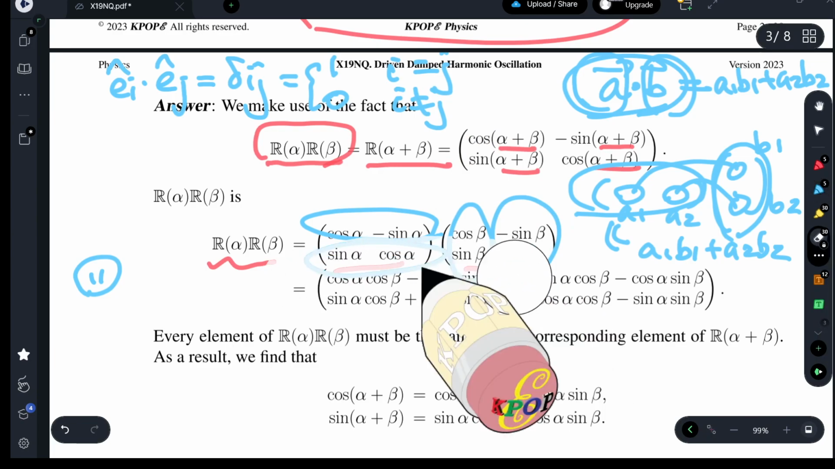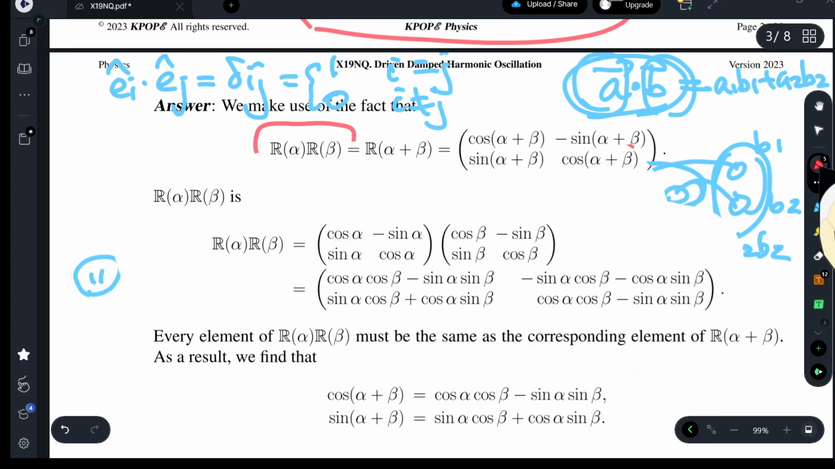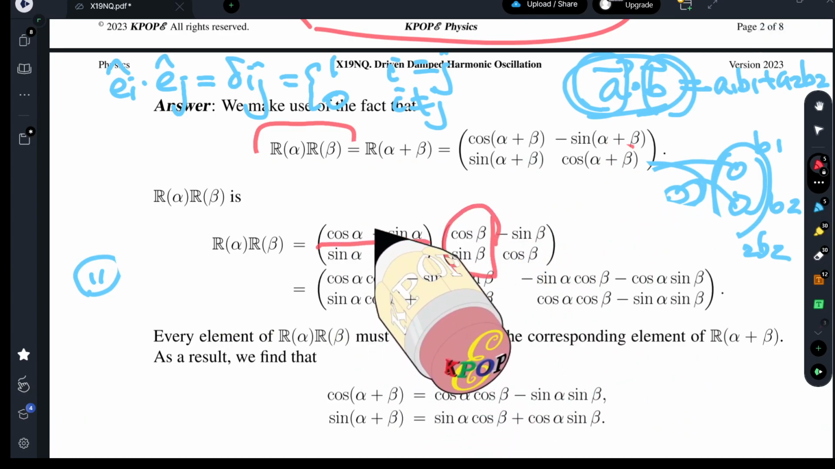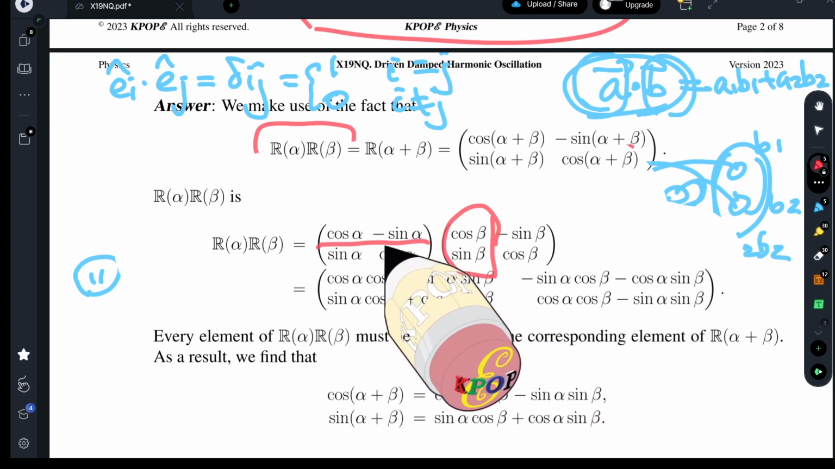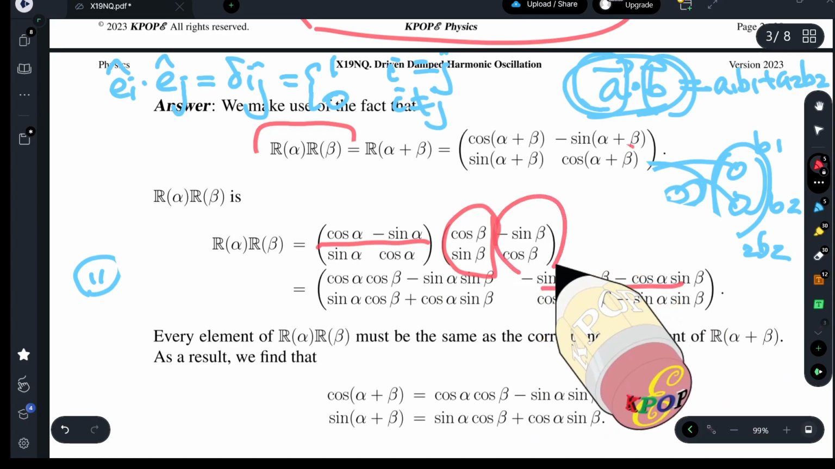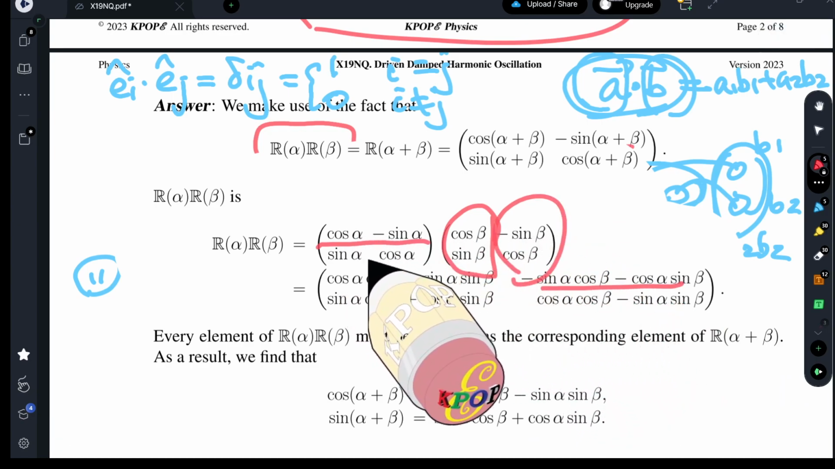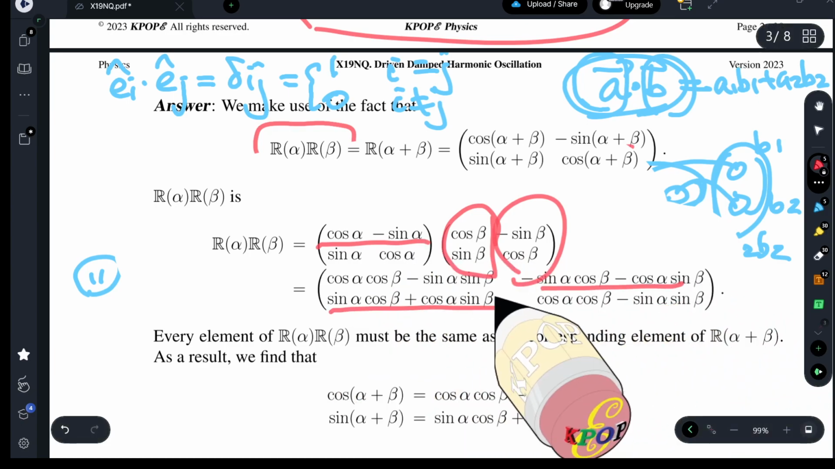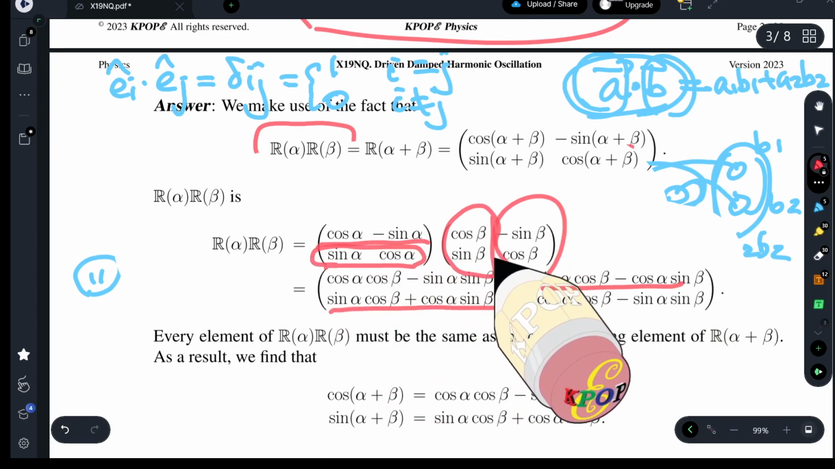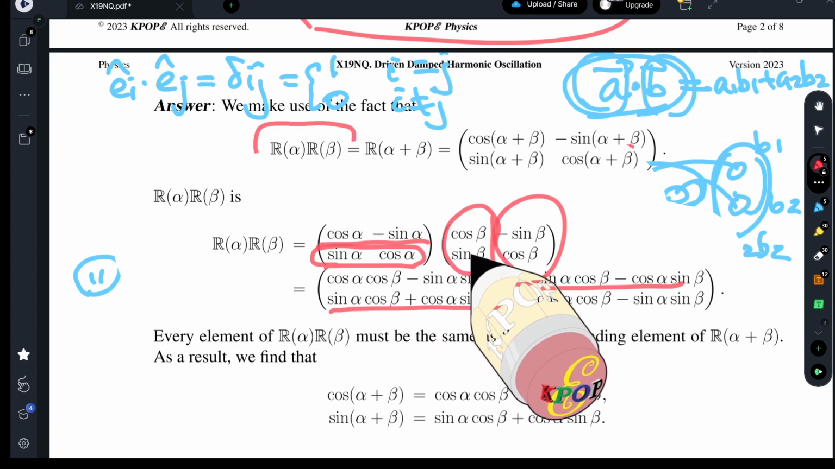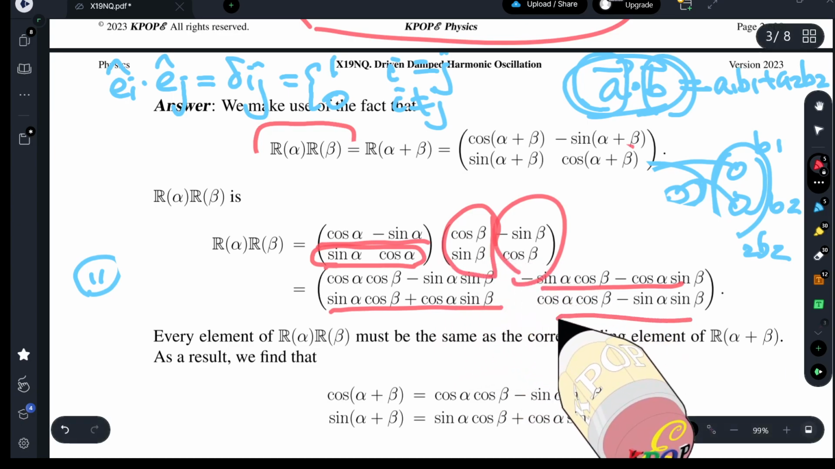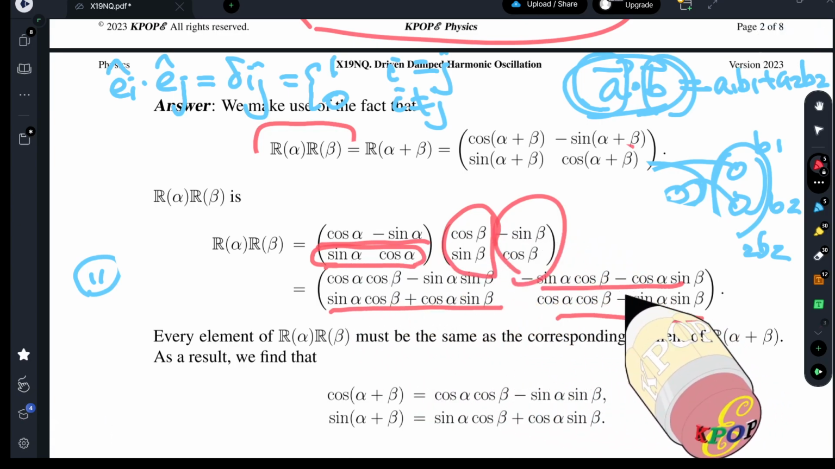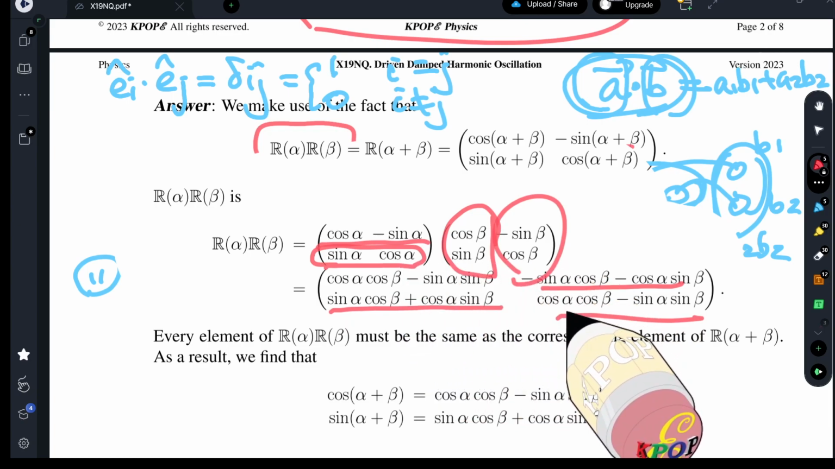Okay, so as a result, I can multiply this and this: cosine cosine minus sine sine. And then this element: cosine sine, minus sine cosine. What about this? This and this: sine cosine, cosine sine. Last one: sine sine negative, cosine cosine positive.